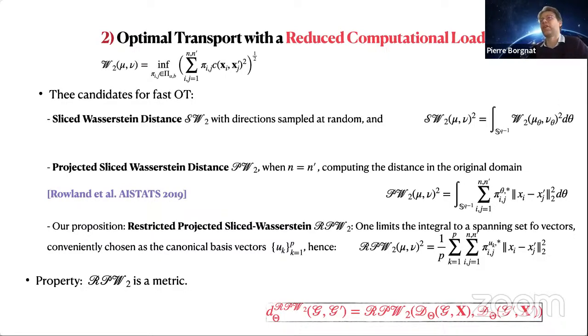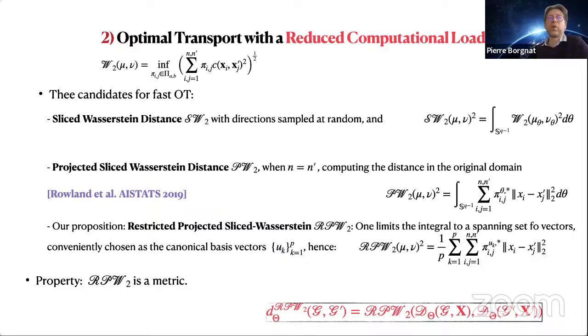Then if you want a more efficient version of that, or a less biased version, there is what's called the projected sliced Wasserstein distance. That means you don't compute the distance only between the 1D projections of your distributions, but you use the optimal transport coming from 1D and then compute the distance in the original feature space. This was proposed by Rowland and co-authors at AISTATS, and it works very well. But still, you are doing a Monte Carlo approximation, so you need a lot of angles to approximate the sliced Wasserstein distance well.